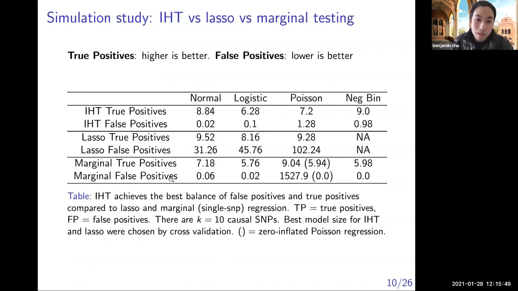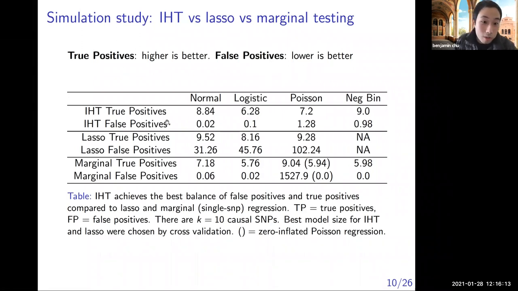But anyways, so this is our main result. This is a simulation study. We are comparing IHT to lasso and the marginal testing. So this is the SNP by SNP, independent SNP method. And we compared in terms of true positives and false positives. So we want true positives to be higher and false positives to be lower, right?